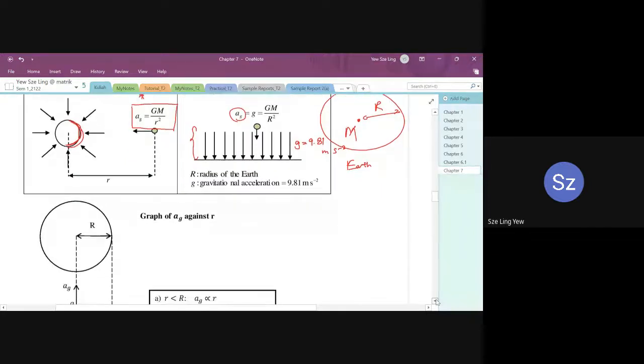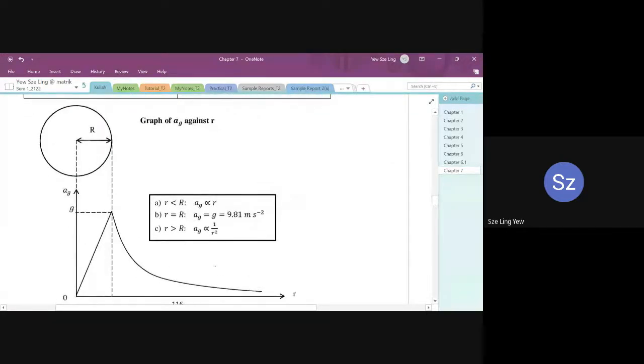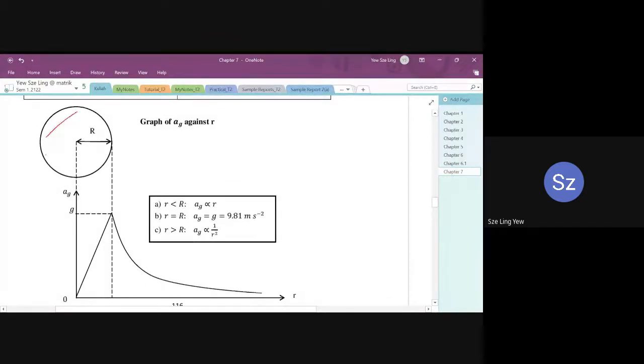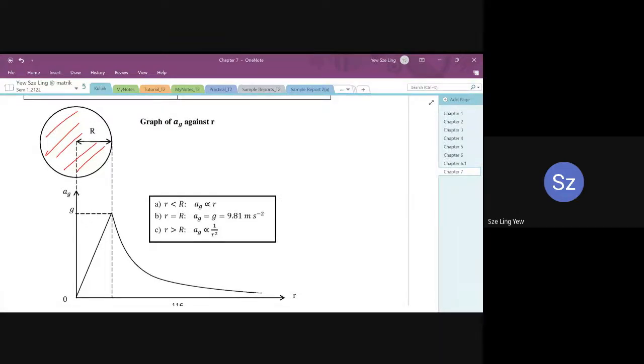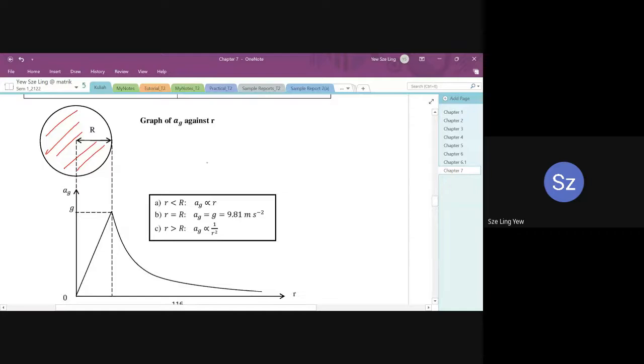Now, what happens if it is inside the surface? If it is inside the object, then you can no longer use the equations that you derived just now. The equations you derived are not valid for distances inside the surface. That one is no longer in your syllabus. Therefore, I won't show you the equations. What you have to know is if it is on the surface, then you have g equals 9.81. So this is on the surface.